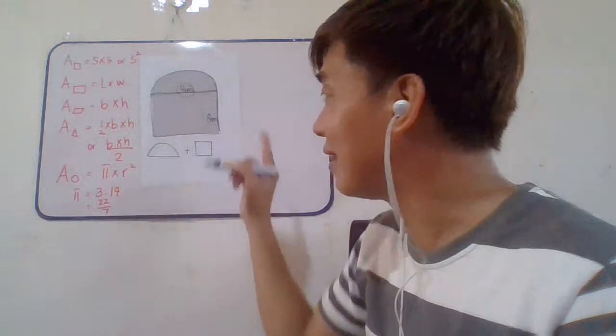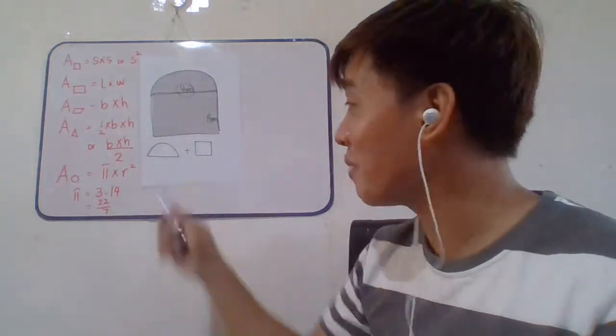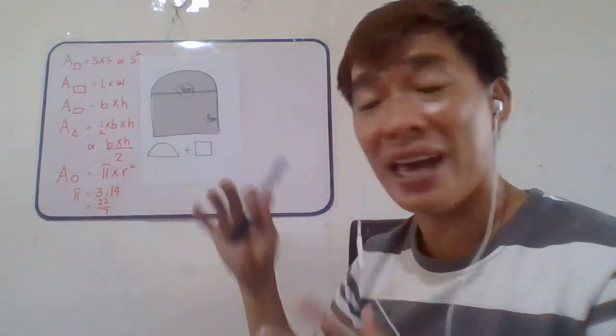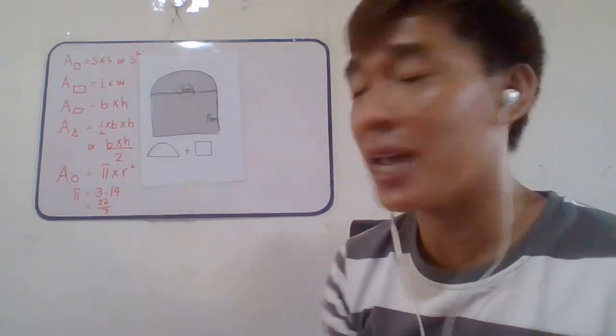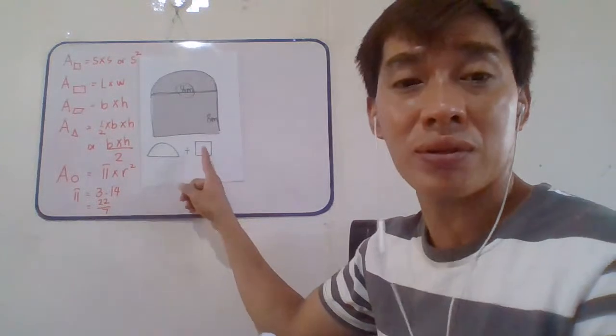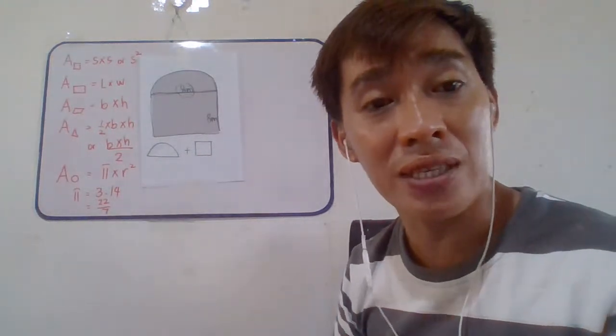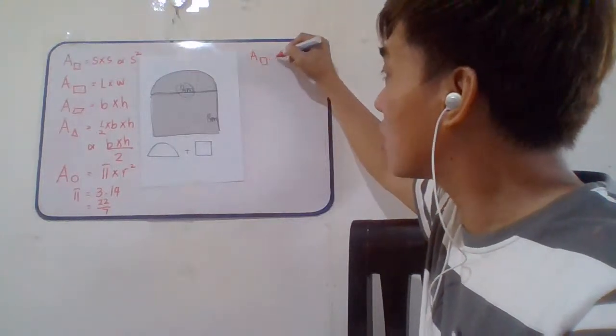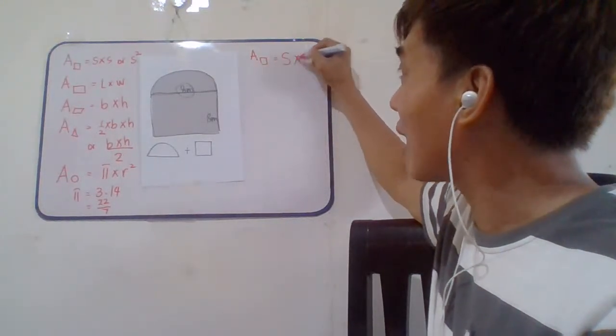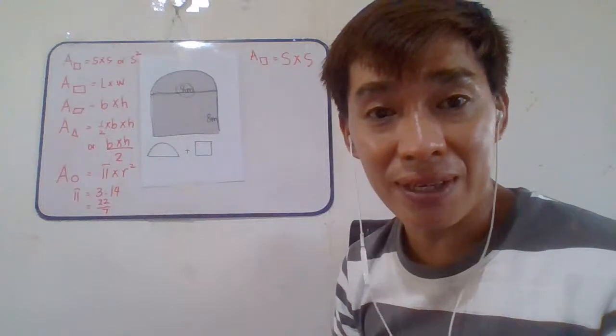So this composite figure is just made up of a semicircle and a square. Now, let's get the area of the square first. I have to start with the square because it's very easy. Area of the square is just equal to side times side. I hope it's clear now.